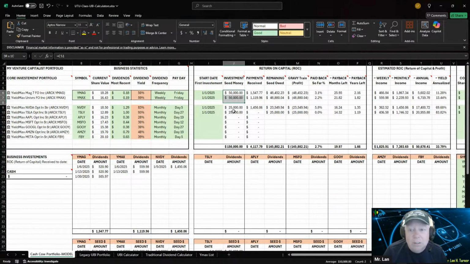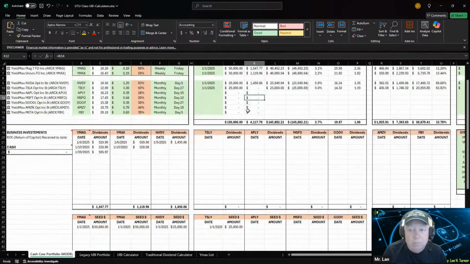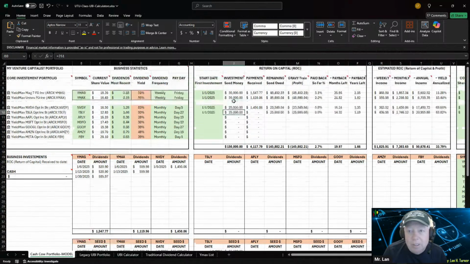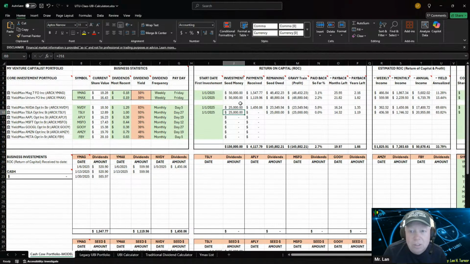So notice that this is no longer a green table. And so what happens is these just pull from, I think, yep, they just pull from down here. So all you have to do is just put in your dividends that come in here, and it automatically populates your spreadsheet up here. That's very cool. So now I put in this one here, $505. It automatically added it to our payment received.